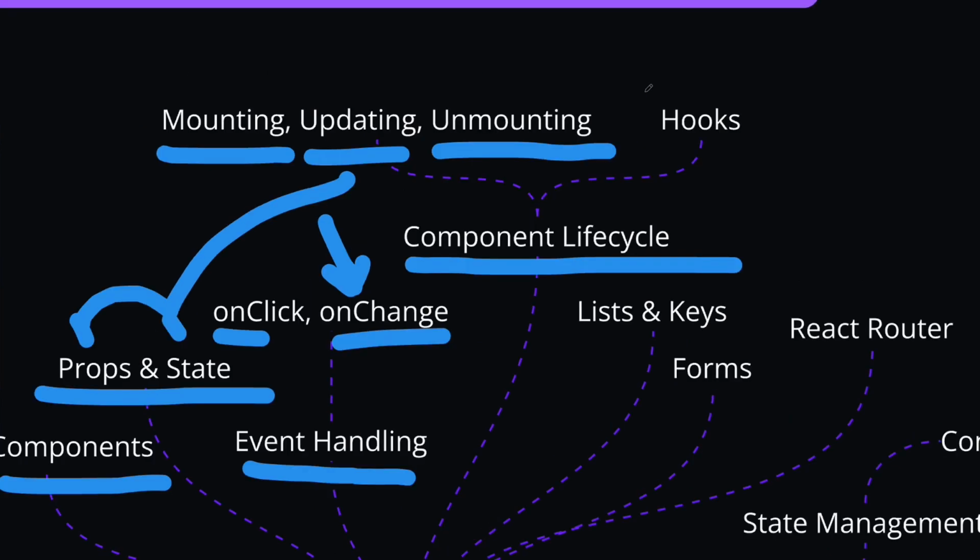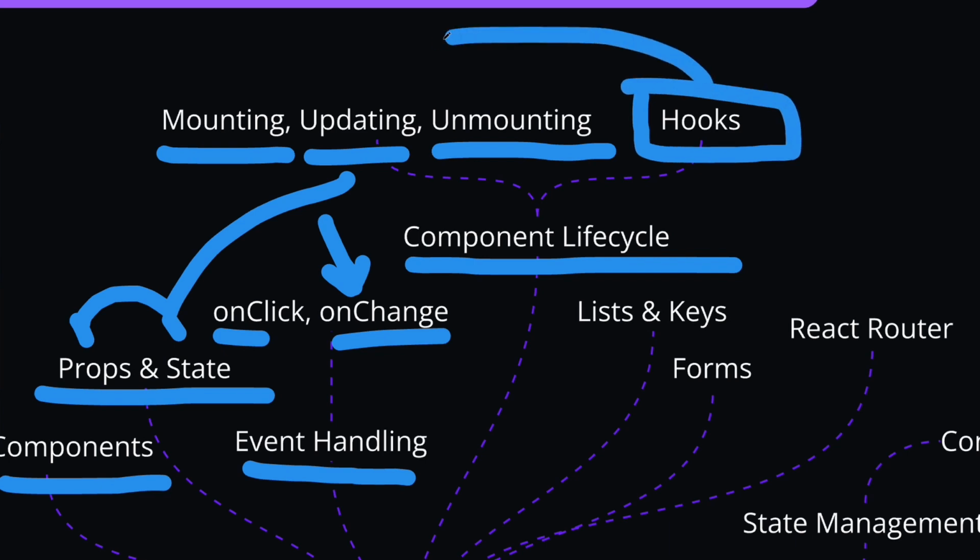And to control this lifecycle, we have a concept called hooks in React. These hooks allow us to hook into the lifecycle of these components. For example, we can access the updating phase or the unmounting phase or mounting phase and update the state and props accordingly as we want.